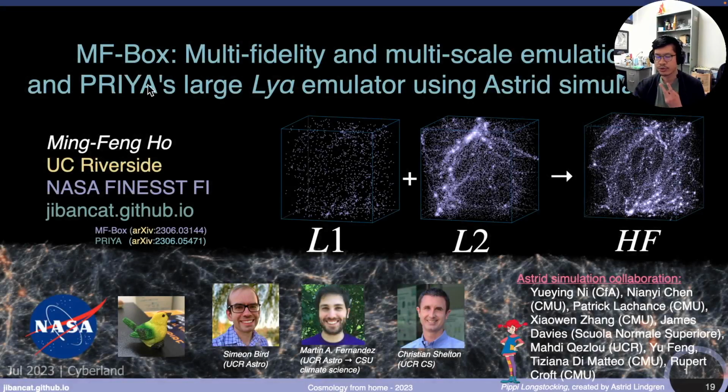I'm going to talk about two things today. One is MFBox, a multi-fidelity and multi-scale emulator, and the other is the PRIYA simulation suite, a Gaussian process simulation suite based on the Astrid simulation model.